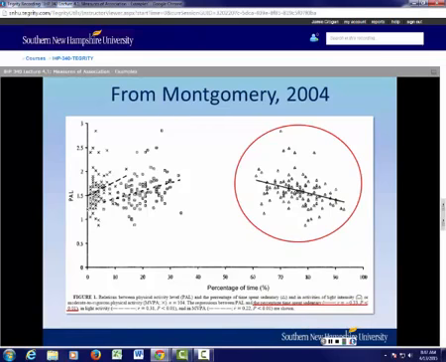So let's just focus first of all on the right hand side. The circle is around the data for the percentage of time spent in sedentary activity. So there are a bunch of little triangles on the graph. Each triangle is the data for an individual person, and so each individual has a percentage of time that they spent being sedentary, and they have a physical activity level measured.